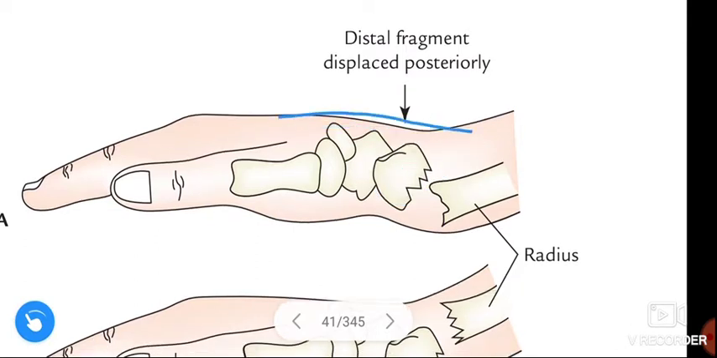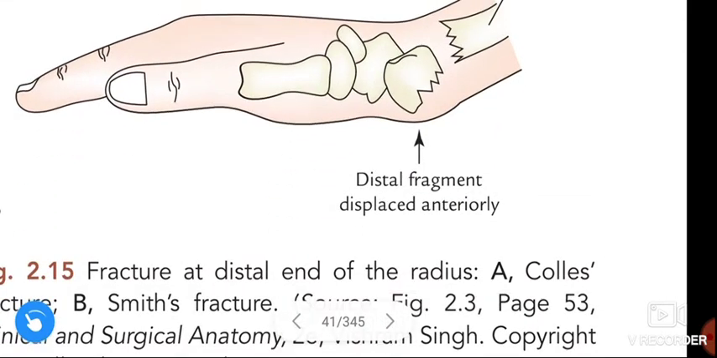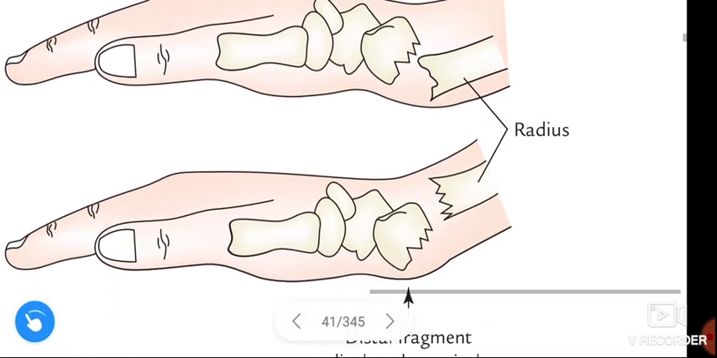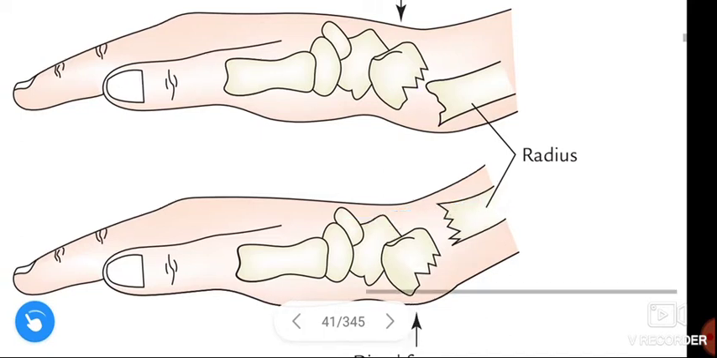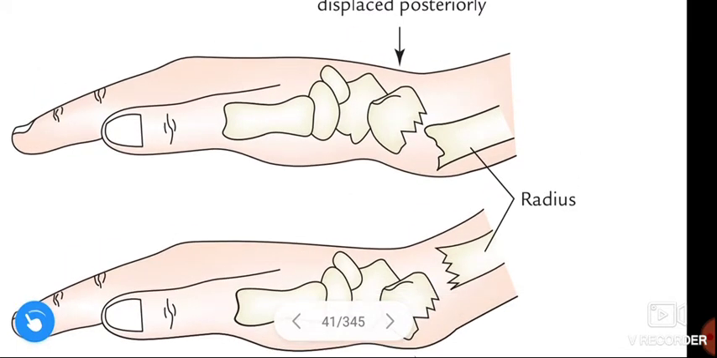And the distal fragment displaces posteriorly. We call this Colles fracture. See both, this is down, here it is up. In Colles fracture, the distal fragment displaces backwards and upwards. We call that Colles fracture.